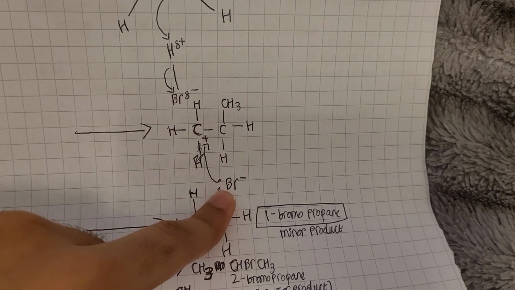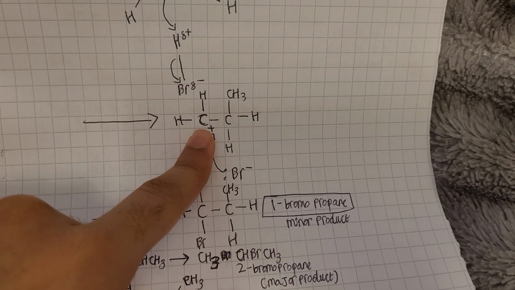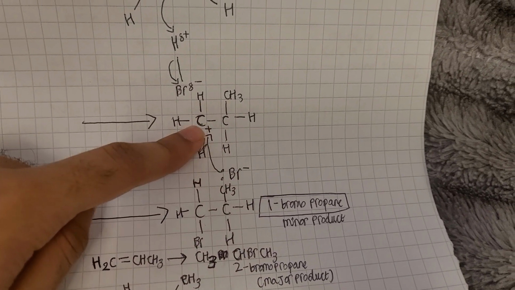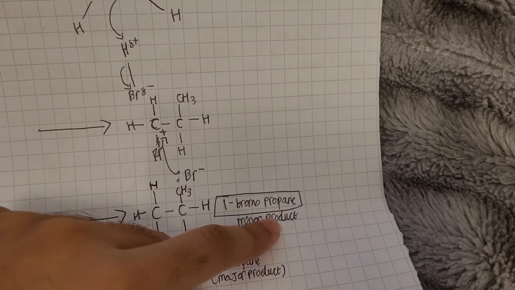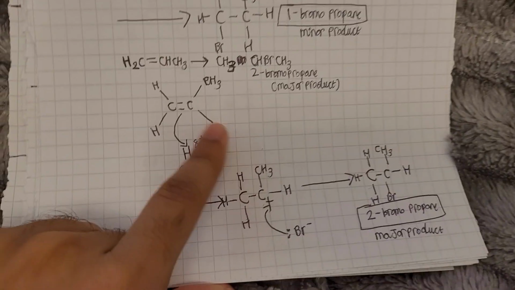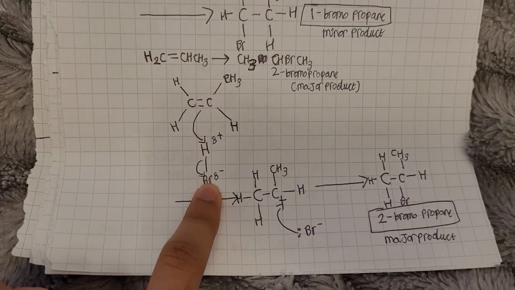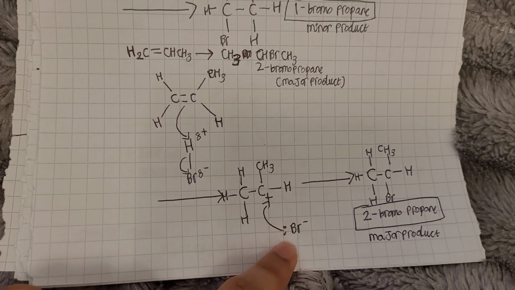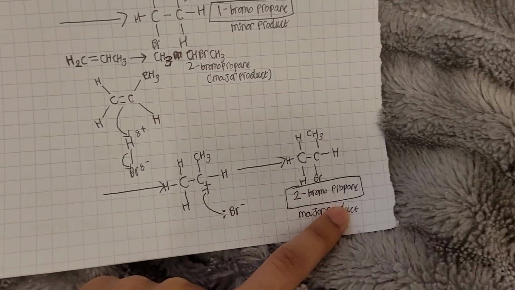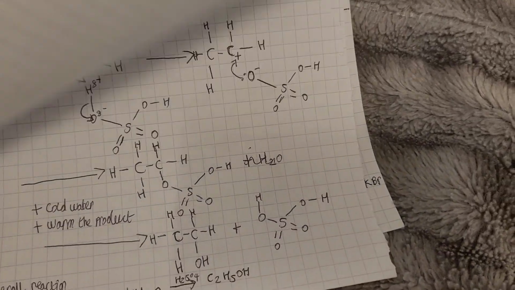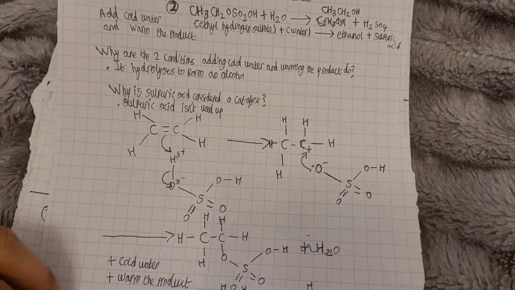You form this lone pair of electrons, Br minus, bonds to this carbon positively charged to form 1-bromopropane, which is the minor product. Then what happens, the same thing happens, but then the lone pair of electrons, Br minus, can bond here to form 2-bromopropane, which is the major product. So you can form two products, a mixture of products, the minor product and the major product.